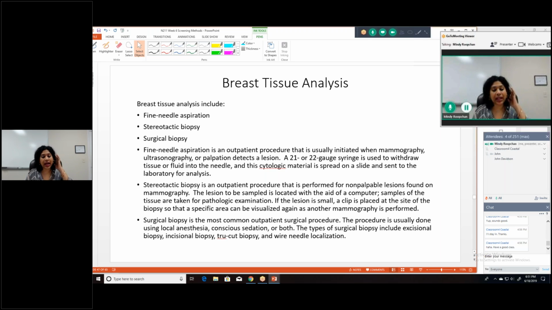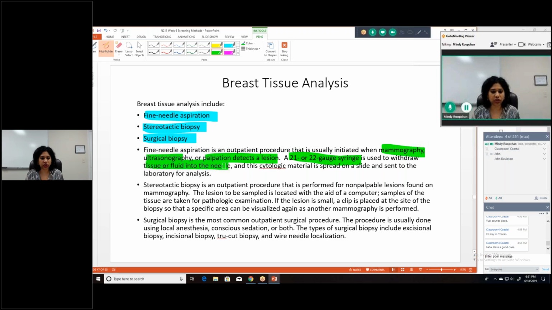So breast tissue analysis, I don't know if that's in the notes further on. I just want to remind you guys. Breast tissue analysis includes fine needle aspiration, stereotactic biopsy, and surgical biopsy. The fine needle aspiration is an outpatient procedure. This is initiated when the mammogram or ultrasound or palpation detects a lesion. So they put in a 21 or 22 gauge syringe to withdraw the fluid or the tissue and then send it to a lab for analysis.